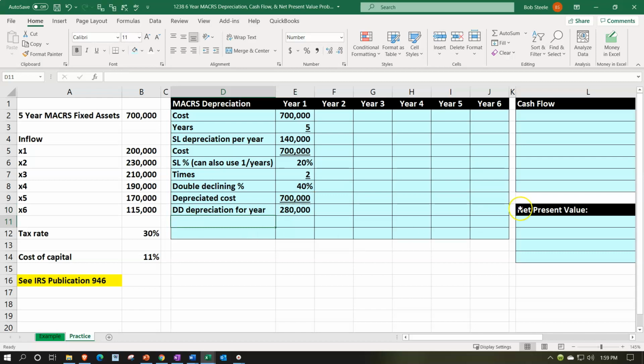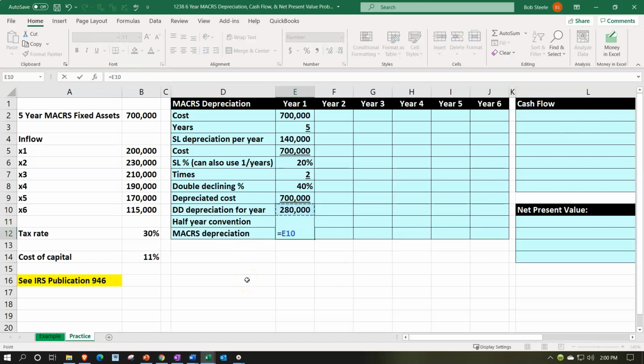But there's a half-year convention. We assume that we purchased anything in the year, not for the entire year, but like in the middle, like 6 months in. So we only get a half year. So I'm going to divide it by 2 for the half-year convention, and that'll give us our MACRS depreciation. It's going to be the 280 in this case divided by 2, 140.